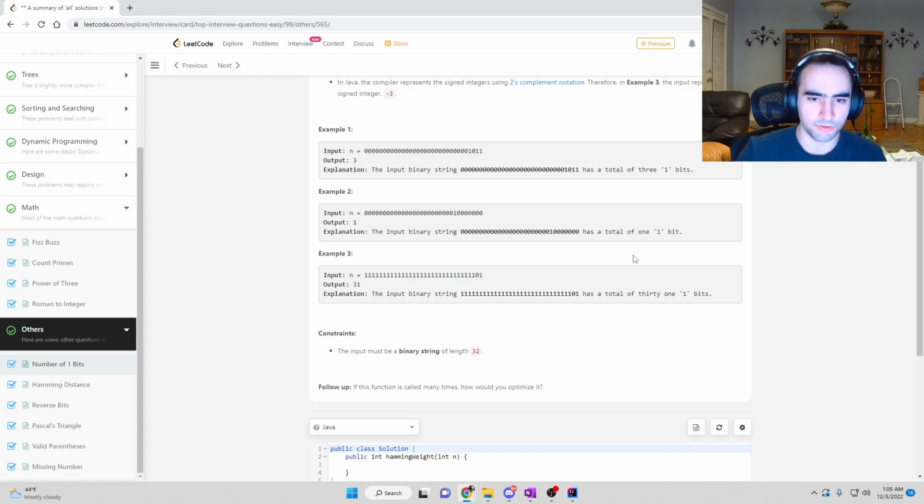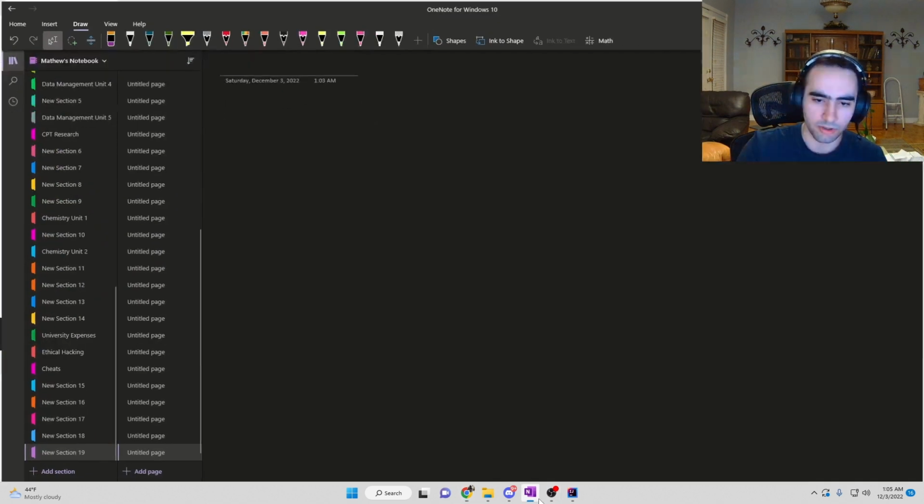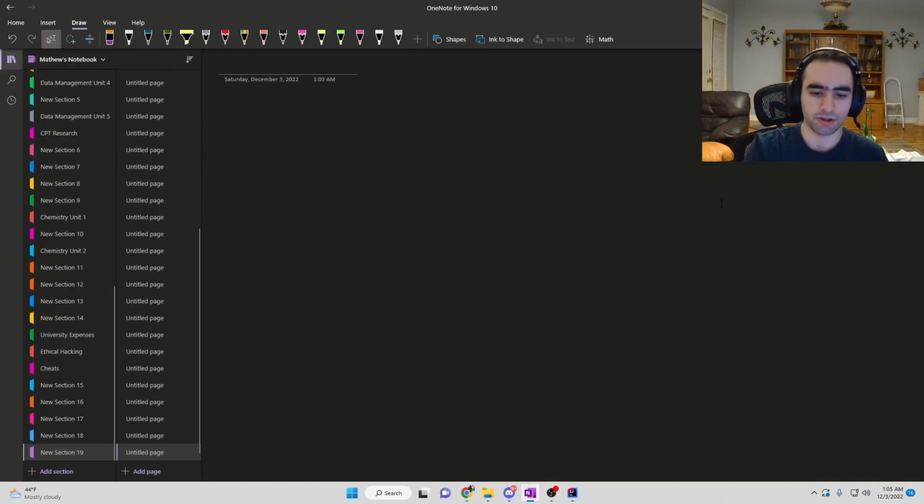So how would we actually do this? Before we think about 32 bits, I think it's probably beneficial to first look at a smaller problem, which would be 4 bits. For example, if we had 0, 1, 1, 0, how are we going to return how many ones there are in this number?